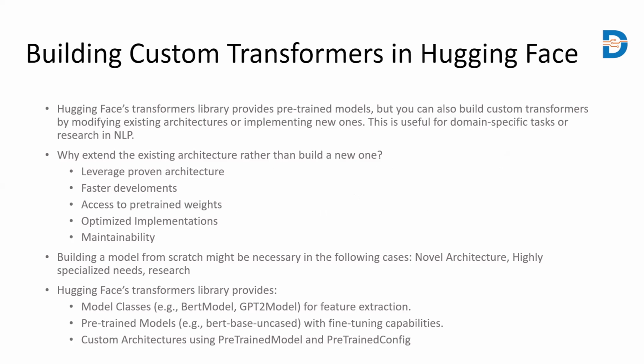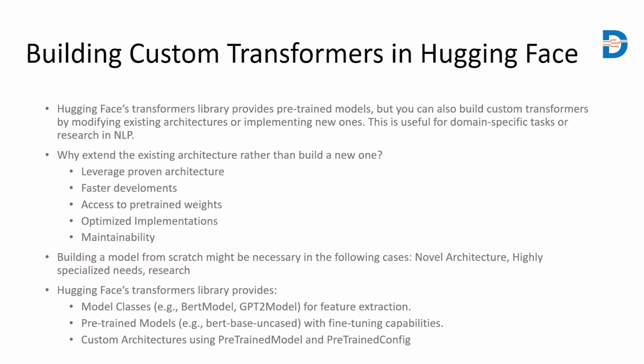Now, why do we commonly get the suggestion of extending the existing architecture rather than building a new one? Extending an existing architecture will help you leverage proven architectures because existing models are well tested. Your BERT, GPTs, T5s, RoBERTa are all extensively tested and fine-tuned on large data sets. These models have proved their effectiveness. And these models are highly stable because they have been thoroughly validated and debugged.